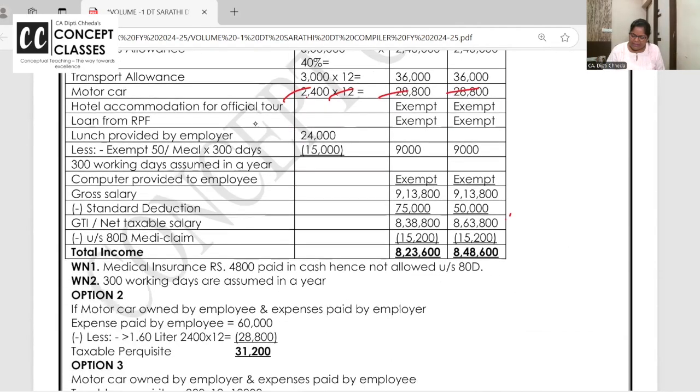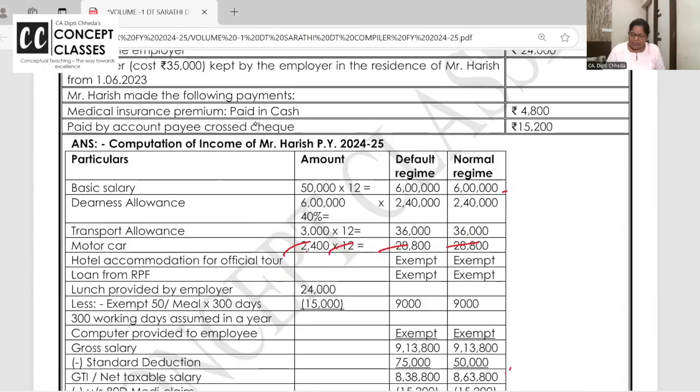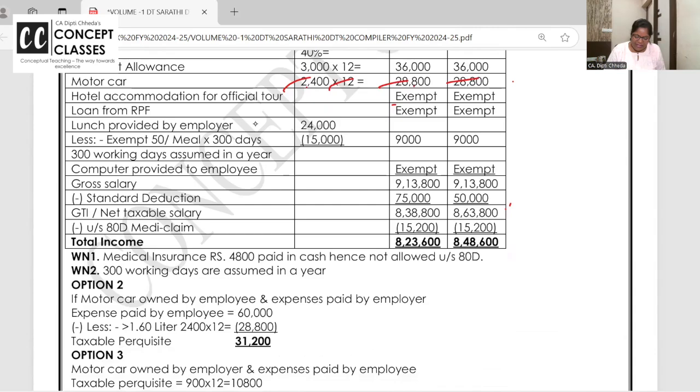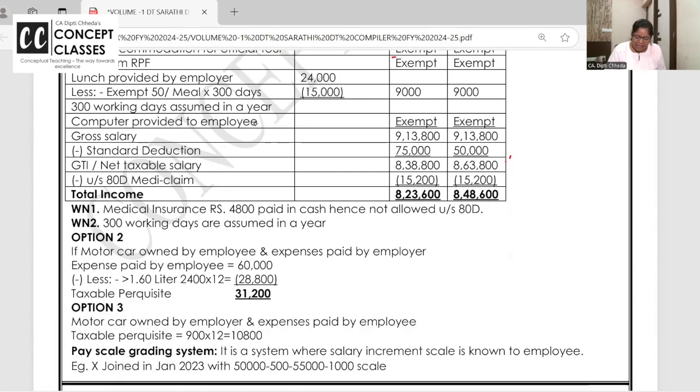This problem is there in the study material. Now I have solved it with both options, default and normal. Don't solve like this in the exam. This is for comparison, that if they ask like this, do it like this, and if they ask like that, do it like that. Okay. Now if the motor car is owned by the employer and expenses are paid by the employee, then 900, 600 and 900, 1800 and 2500.